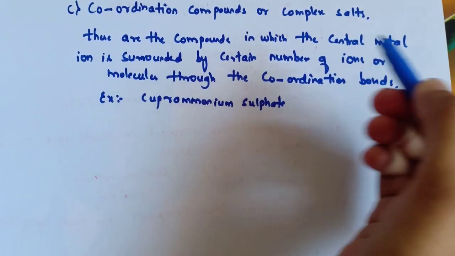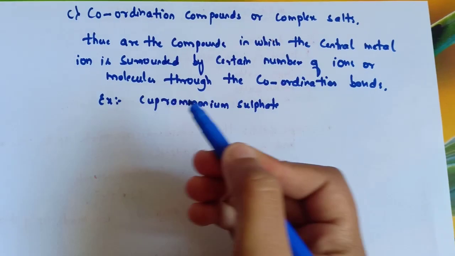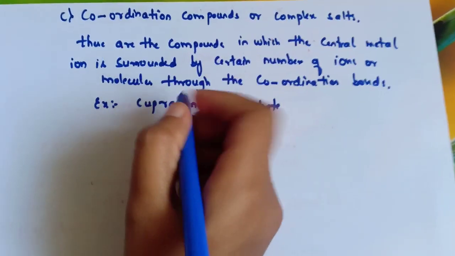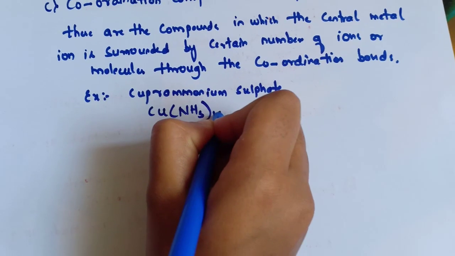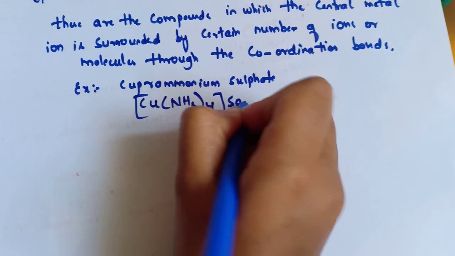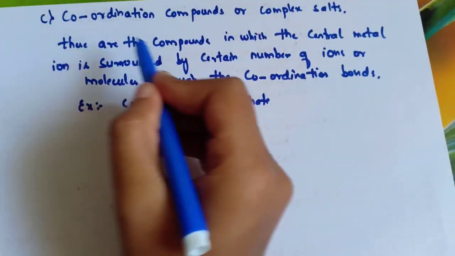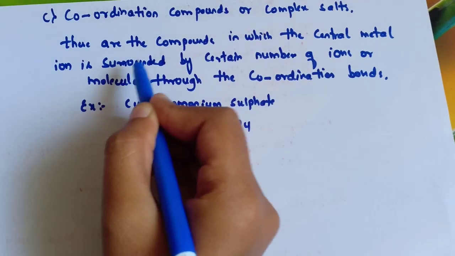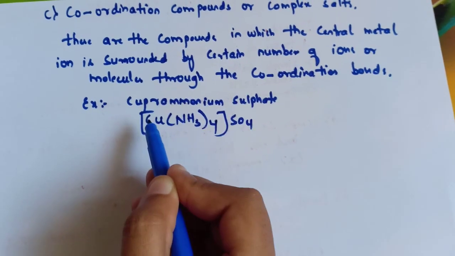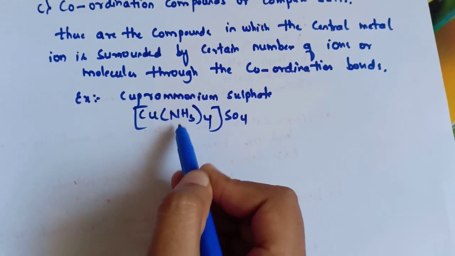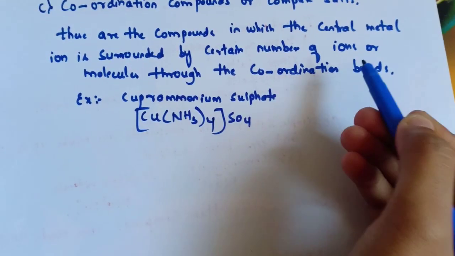These are the compounds in which the central metal ion is surrounded by a certain number of ions or molecules through coordination bonds. An example is cuprammonium sulfate, that is [Cu(NH3)4]SO4. It is an example of coordination compounds or complex salts. Here Cu is the central metal atom, surrounded by a certain number of ions or molecules, that is NH3 and SO4. They are bonded through coordination bonds.